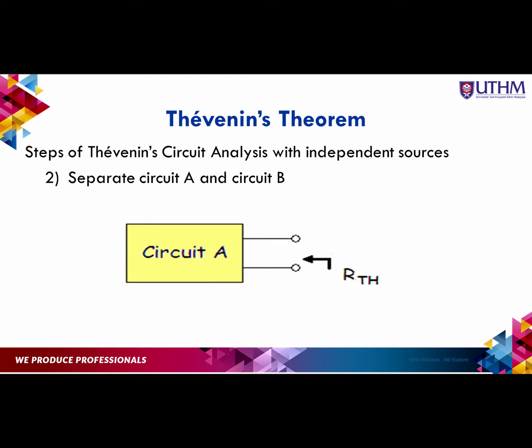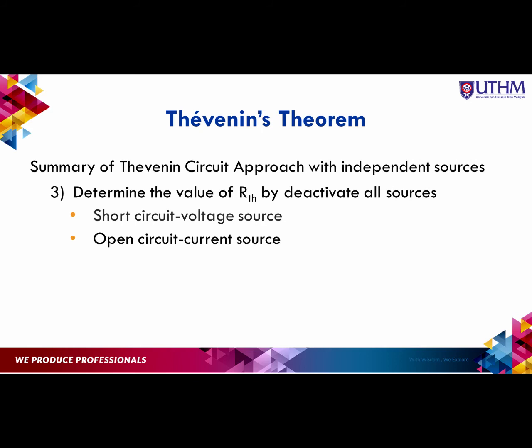The second step is we need to separate the circuit A from the circuit B. Here, we take two terminals that separate these two circuits and name them the Thevenin terminals. The value of Thevenin voltage and resistor are based on these Thevenin terminals. So in the third step, we need to determine the value of our Thevenin resistance. How we can do that is fairly simple.